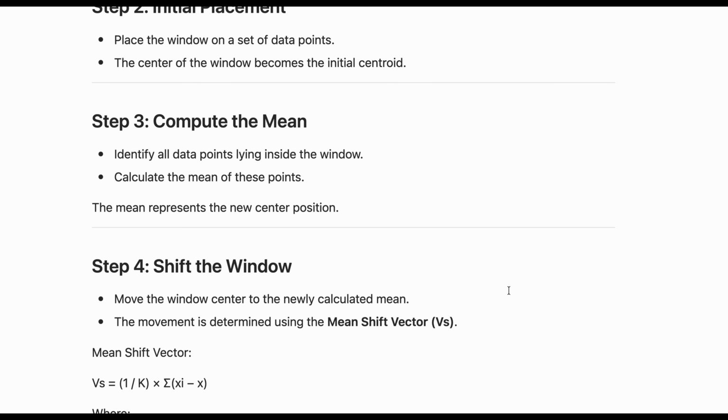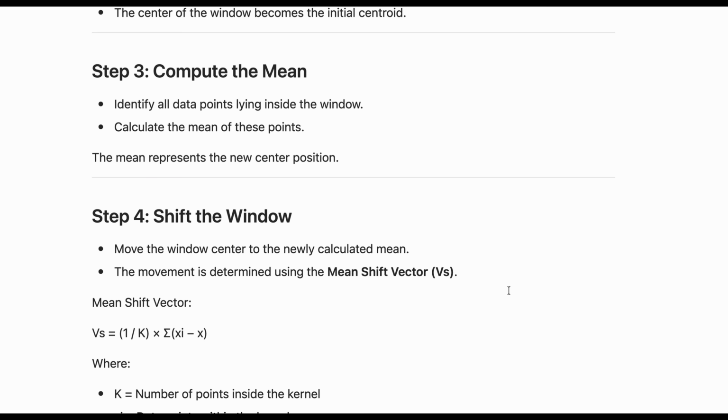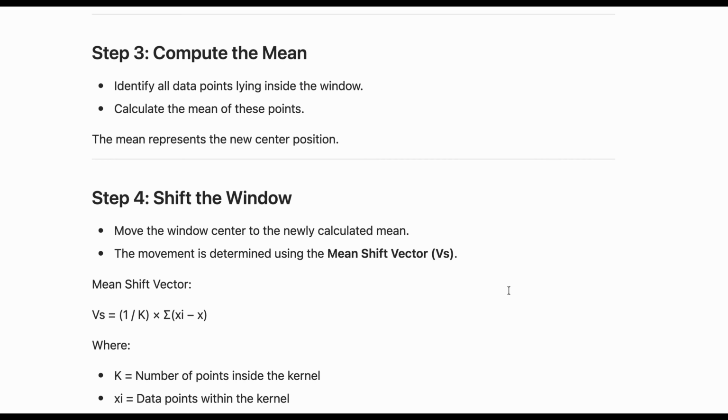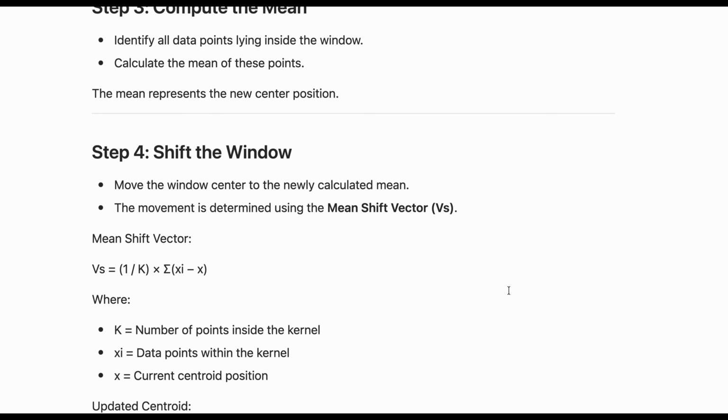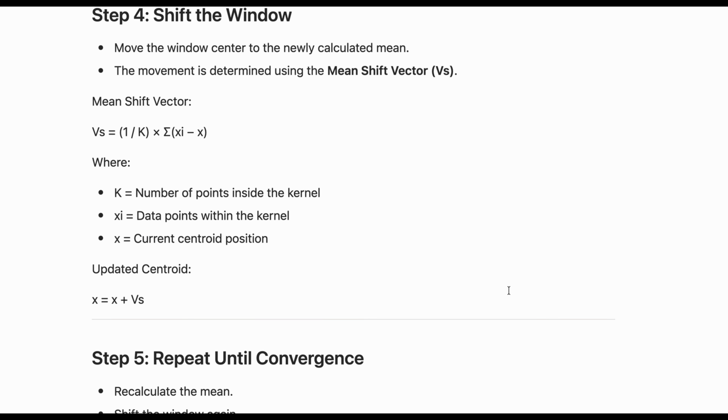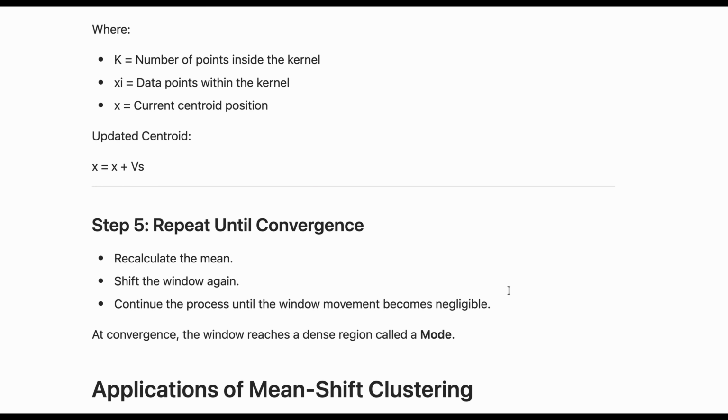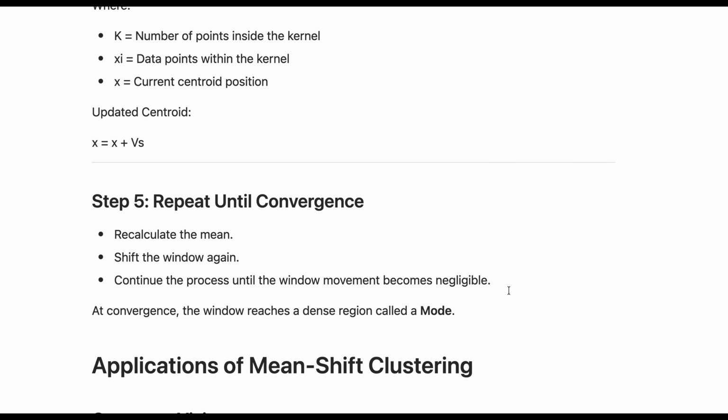Then we will move the window center to the newly calculated mean. The movement is determined using the mean shift vector. The formula is Vs equals 1 by k into summation of xi minus x, where k is equal to the number of points inside the kernel, xi is equal to the data points within the kernel, and x is the current centroid position. The updated centroid will be x equals x plus Vs. Now step 5 is repeat until convergence, means again we have to calculate the mean and shift the window. This process continues until the movement becomes very small or negligible. At this stage, the window reaches a dense region called a mode.